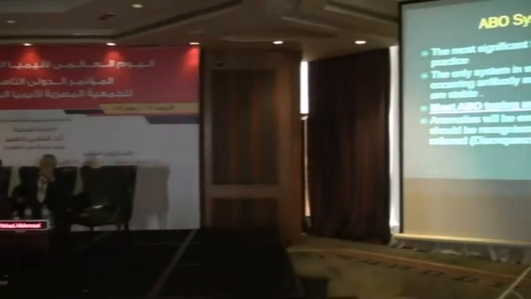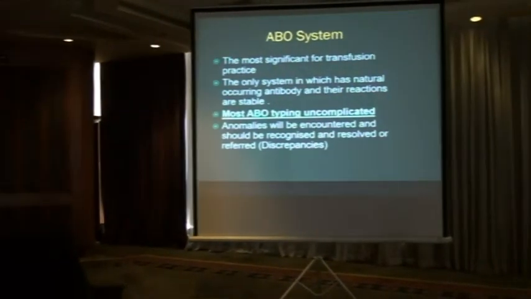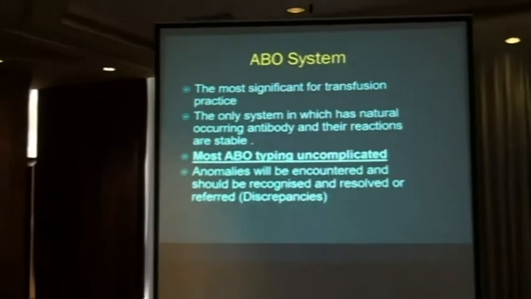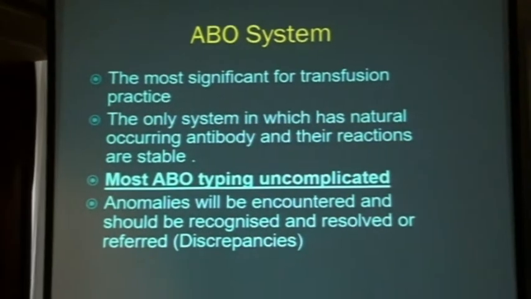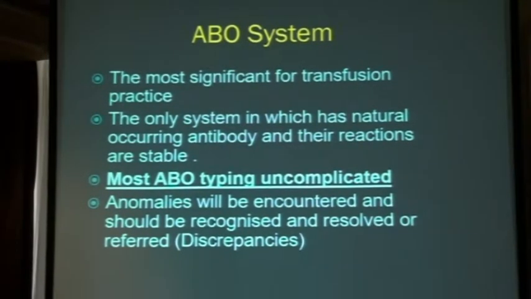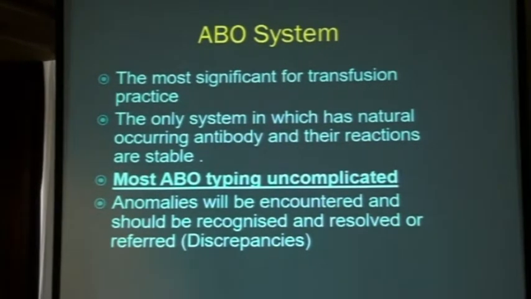The ABO system is the most significant in transfusion practice, the only system that has naturally occurring antibodies. Most cases are typical and uncomplicated, but anomalies will be encountered and should be recognized and resolved or referred as discrepancies.